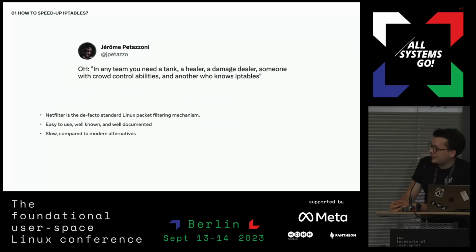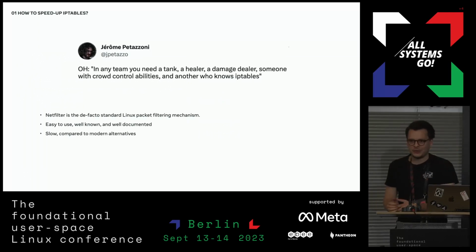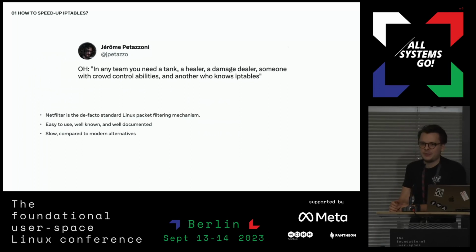So Netfilter, iptables. Netfilter is a packet filtering framework in the Linux kernel. You also have iptables, nftables, iptables legacy. Basically, what we need to know for this talk is that nftables and iptables will talk with the kernel using netlink, while iptables legacy will use the getsockopt and setsockopt interface.